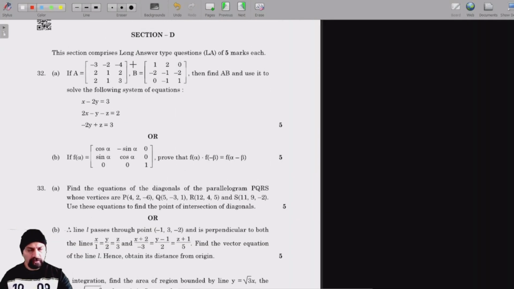Here we are on section D, and this section comprises long answer type questions of 5 marks each. Let's get started with the first one, part A. It's given that A and B matrices are given. We have to find AB and then use it to solve the following system of equations. That is, first find the product of A and B.